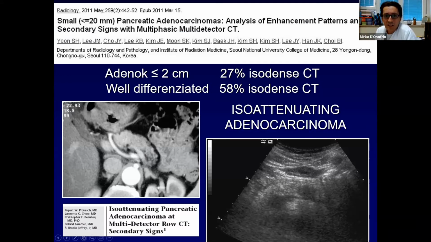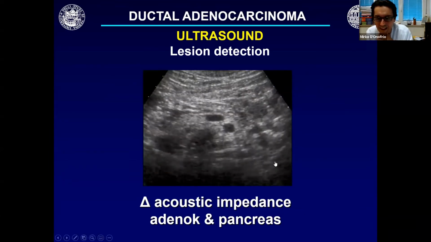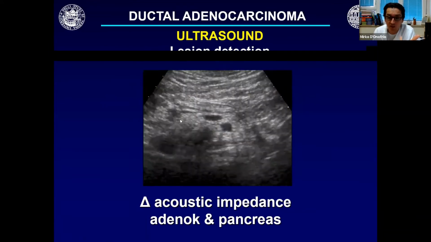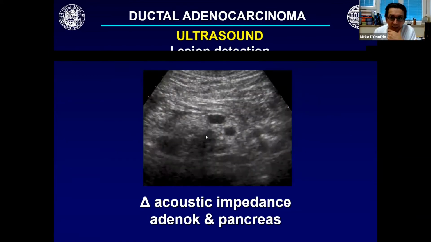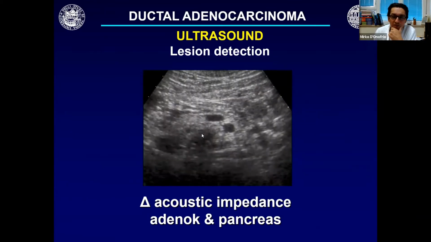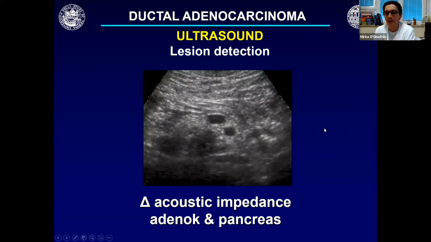So in this paper, 30% of ductal adenocarcinoma lesions less than 2 cm were isodense on CT, so not visible. Ultrasound can detect cancer in the pancreas directly without contrast, because you have this kind of difference in impedance for ultrasound beams. So the lesion is almost always dark, markedly hypoechoic.